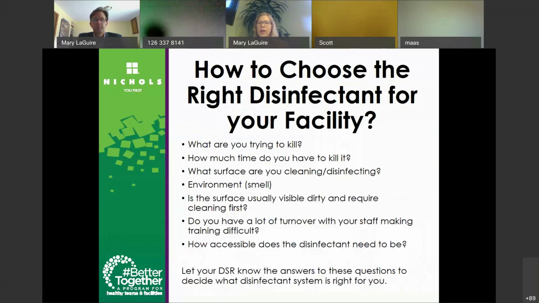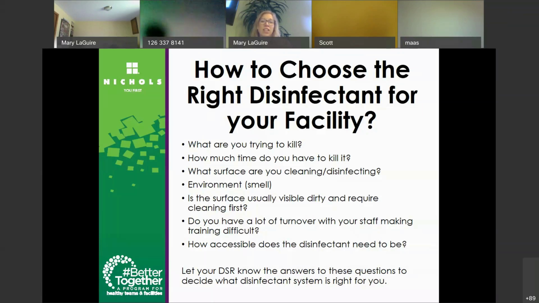So how to choose the right disinfectant for your facility. We talked a lot about the different types of germs to kill, the proper dwell time, and then Glenn just talked about the different applications. So how do you decipher all this information and find the right disinfectant and process to use at your facility? Think about what it is that you are trying to kill. Even if we weren't in a pandemic right now, is there an outbreak going on at your facility where you're trying to kill a specific pathogen, and making sure that the disinfectant works against that?